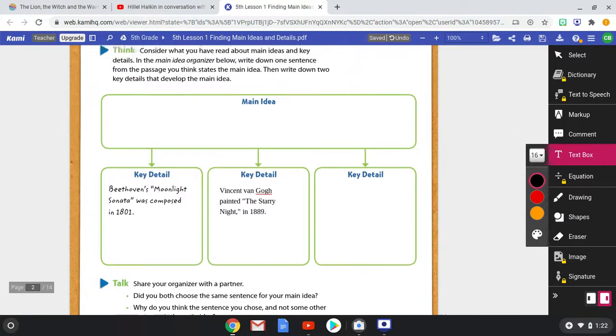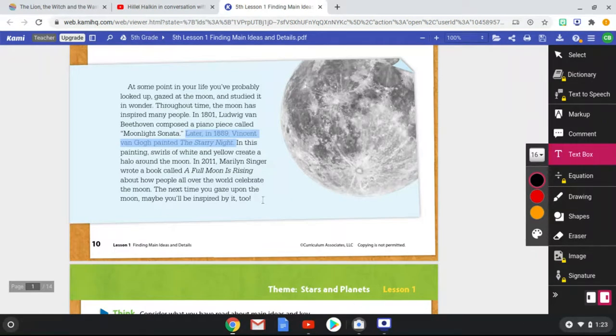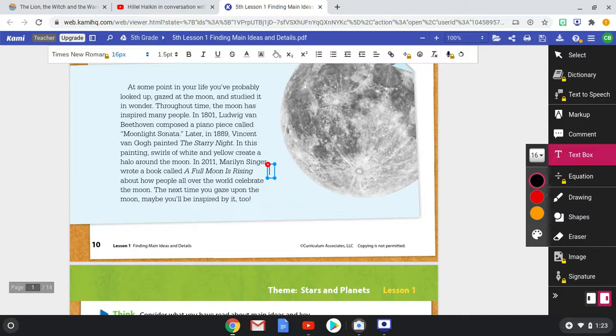Okay. Now, what's the next sentence? Because this sentence was my next key detail. So let's look at the next sentence. In this painting, swirls of white and yellow create a halo around the moon. Okay, this sentence supports the sentence before. So if my key detail is supported by another detail, this is not going to be a key detail. It's a minor detail. How do I know? Because this sentence only supports the sentence before it. It's connected to the sentence before it about Vincent van Gogh's painting. It's not connected to the thing about Beethoven. It's not connected to the next sentence. So this is not going to be a key detail.